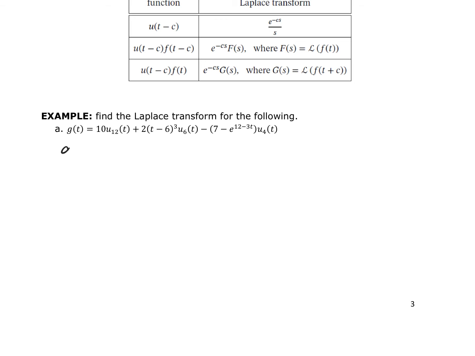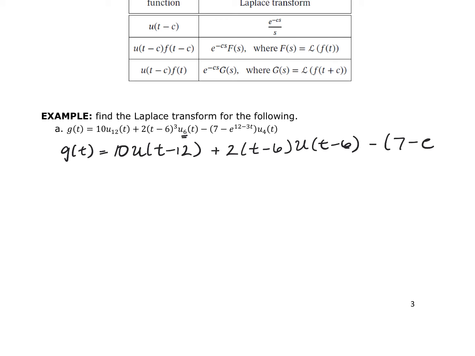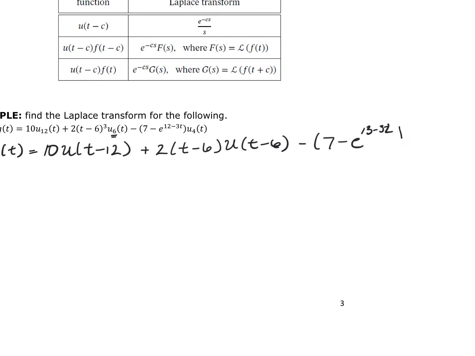So let's rewrite this as g of t is equal to 10 u of t minus 12, plus 2 (t minus 6) cubed u of t minus 6, then minus 7 minus e raised to the 13 minus 3t u of t minus 4. And don't drop the cube on the t minus 6.